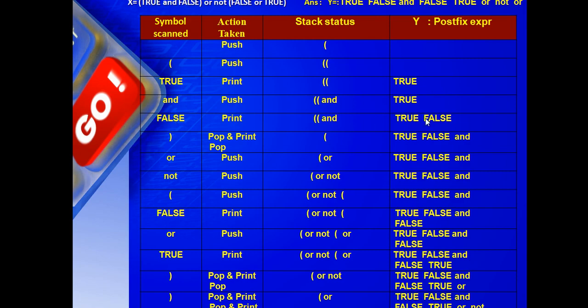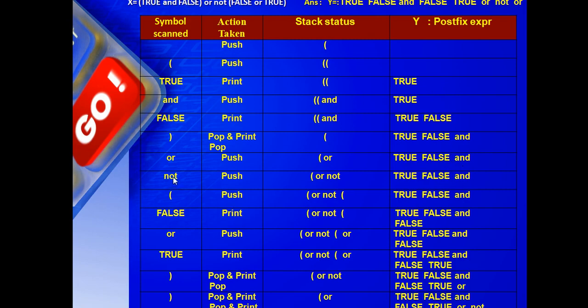False is an operand. Straight away print it. A right parenthesis: what you have to do? Pop and print. This and should be popped and printed. Left parenthesis also popped, but don't print. Or: there is no operator present on the top of the stack. Push it. Your output status will keep on being written the same.